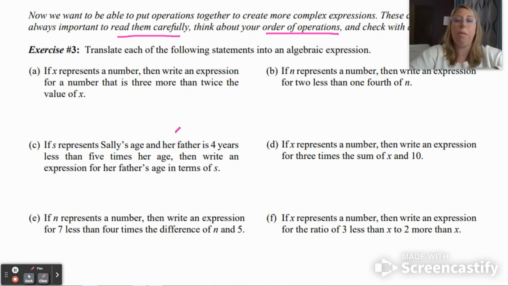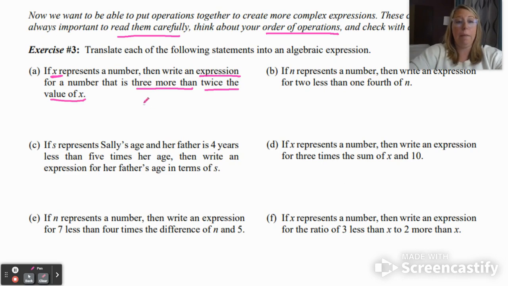Okay, so it says check with a real number, meaning plug in an actual number for the letter that you have in your problem and see if it works. You don't have to do that step, but if you're just wanting to be sure, you can do that. The main thing is read carefully and think about order of operations. All right, so for A, they tell you they want you to use the letter X, and they want an expression that is 3 more than twice the value of X. So 3 more than is your first thing. More than means 3 plus. And then twice the value of X, 2X.